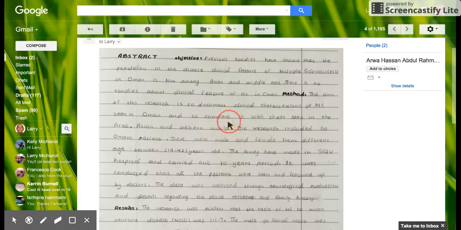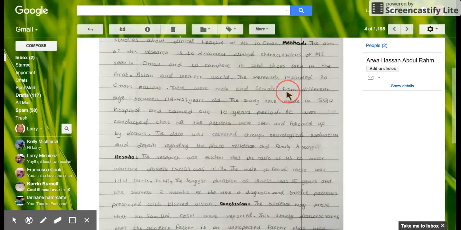That's fine. The research included 30 Omani patients. There were male and female. Instead of just saying male and female, you should put the number here as well. From different ages between... you can't have a bracket here. You need to exclude the bracket. Between 19 and 42 years old. That's fine.